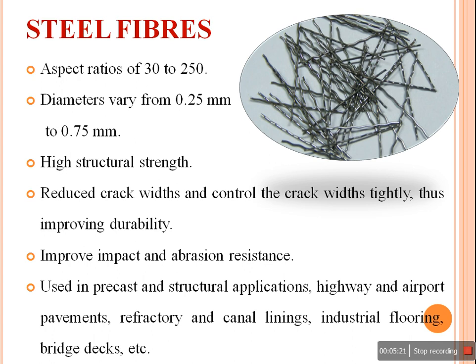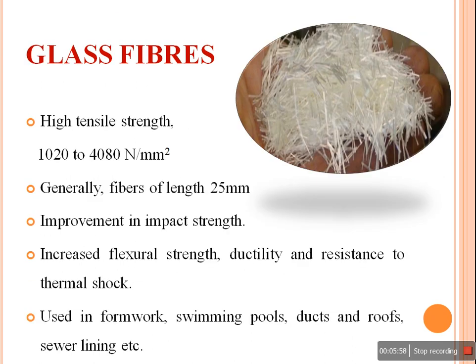The diameters of these fibers vary from 0.25 mm to 0.75 mm. These provide high structural strength, and these are the most commonly used steel fibers. They control the crack width, and even improve the durability and ductility. They improve the impact and abrasion resistance also. These are generally used in precast and structural applications, highway and airport pavements, refractory and canal linings, industrial flooring, bridge decks, etc.